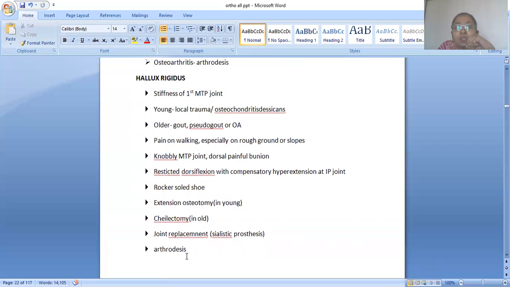So as the name suggests, in hallux rigidus you can see that the first metatarsal joint will be rigid, in stiffness. It won't have the flexibility or movement of flexion or extension at its metatarsophalangeal joint. The causes we have discussed: gout, pseudogout, or trauma. After trauma, the symptom will be pain on walking, and the treatment we have discussed already. So here we have discussed two deformities of the foot, hallux valgus and hallux rigidus.